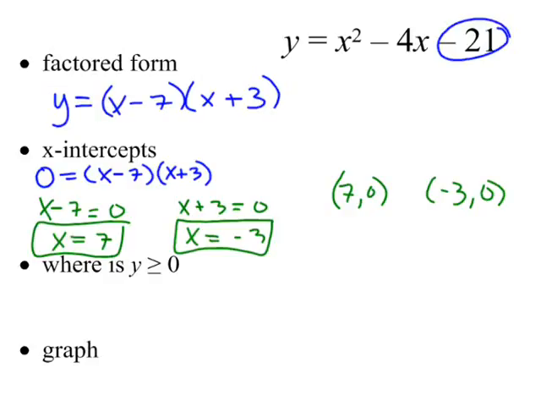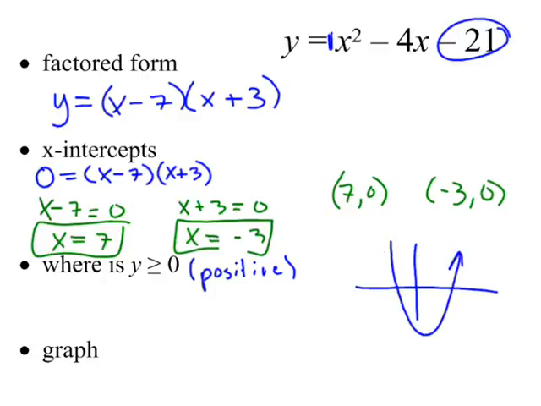Okay, now it says where is y positive? So if we're looking for where y is positive, it helps to think about how the graph is opening. But it also can help you to do what we call a sign chart. So if you look at this graph, first of all, you can see that the a value is positive, and so it's a happy parabola, so it's going to open upward.